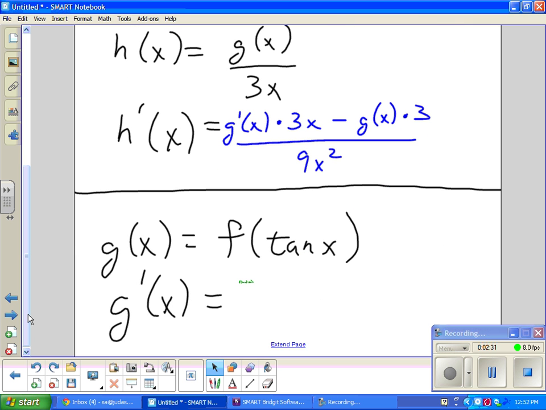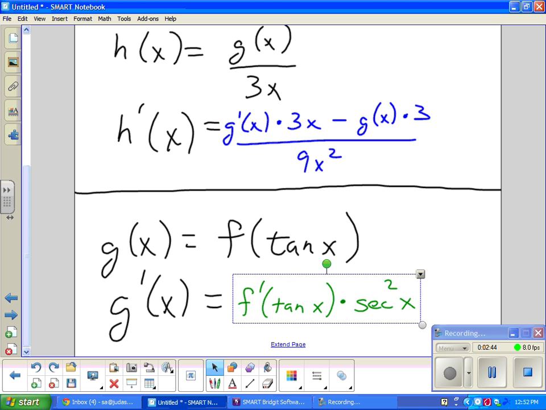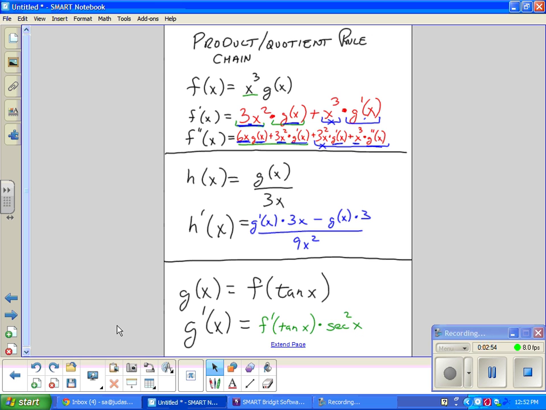Then finally, the last one, we have f of tangent of x. This is a chain rule. We know the derivative of f of tangent x is f prime tan x, but then we have to take the derivative of the inside. We know the derivative of tan x is secant squared x. Three derivatives, product, quotient, and chain rule, all use the functions. Something we have to be able to do as we move forward.